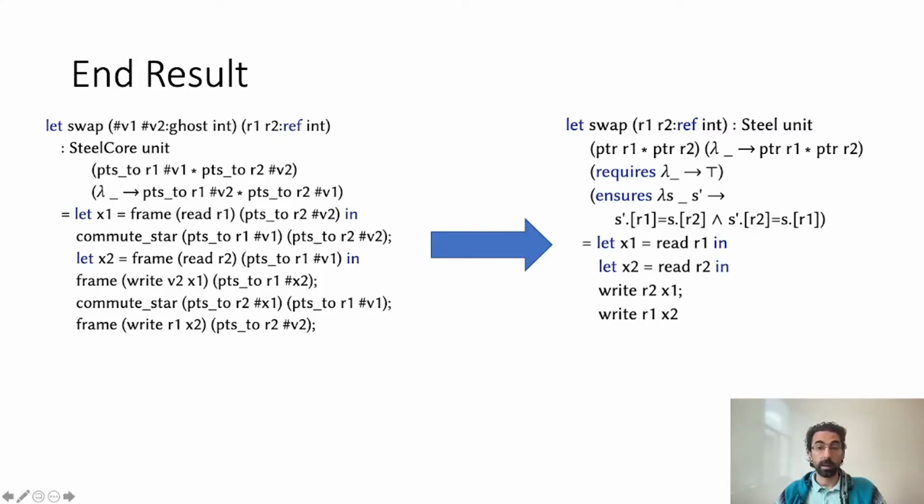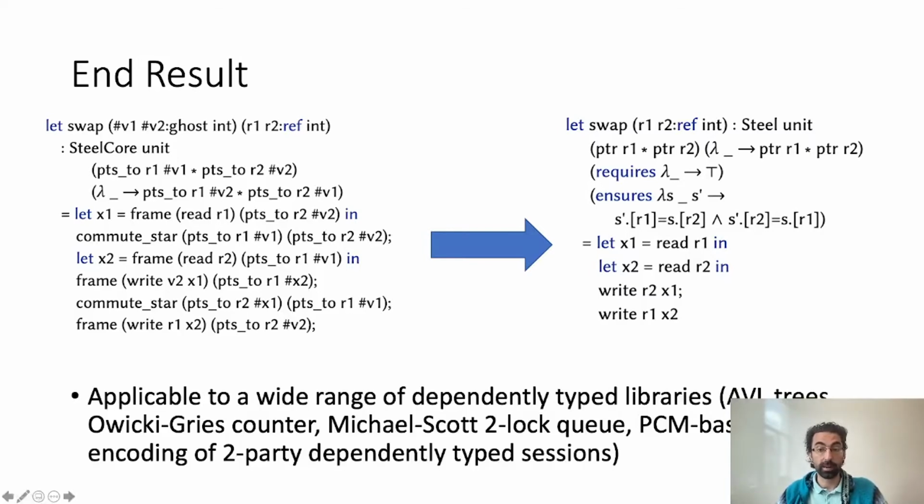So through all these steps, we obtain the swap program here on the right, where framing and frame inference have been automated, and where we can specify the functional correctness of swap using selector predicates. And so this works with a wide range of programming idioms, and in the paper, we show that it heavily reduces the proof overhead, and also present many examples ranging from AVL trees to standard concurrent data structures, as well as a PCM-based encoding of two-party dependently typed sessions.